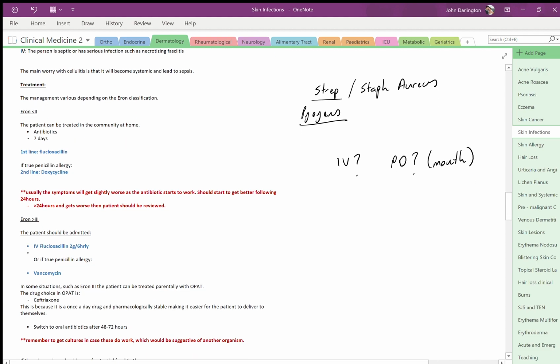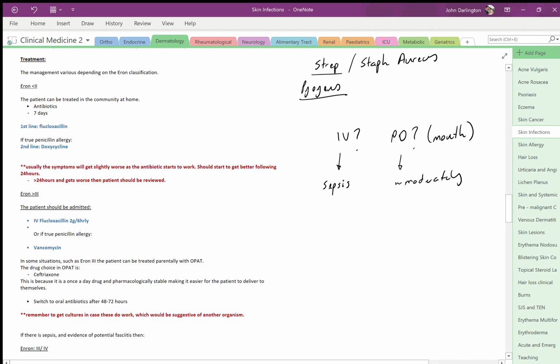And really this is based upon how unwell the person is. If the person isn't particularly unwell, just moderately unwell, then they can probably tolerate it being given orally. But if the person has sepsis, then you want it given IV. And just in case any of your exams ask you why you are giving it IV, you just say sepsis, and then it might go on to say, well, why does sepsis? Well, there's two main reasons.